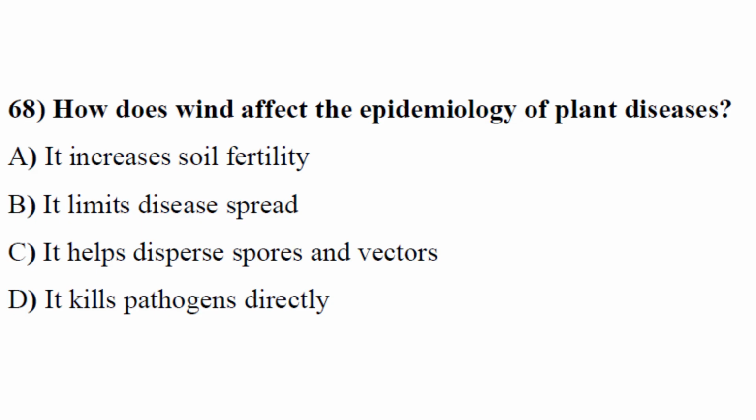68. How does wind affect the epidemiology of plant diseases? A. It increases soil fertility. B. It limits disease spread. C. It helps disperse spores and vectors. D. It kills pathogens directly. Answer: C. It helps disperse spores and vectors.